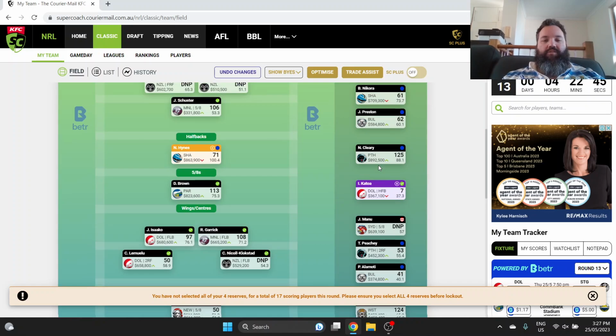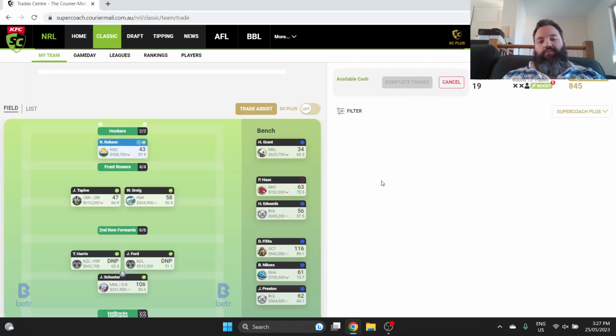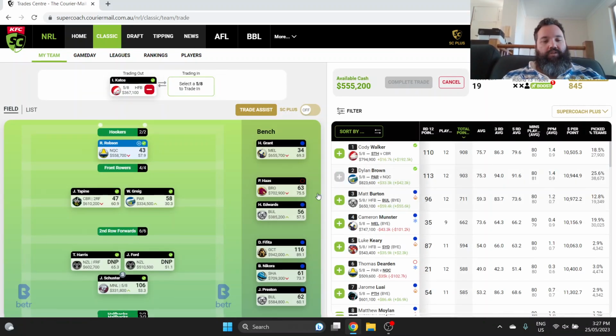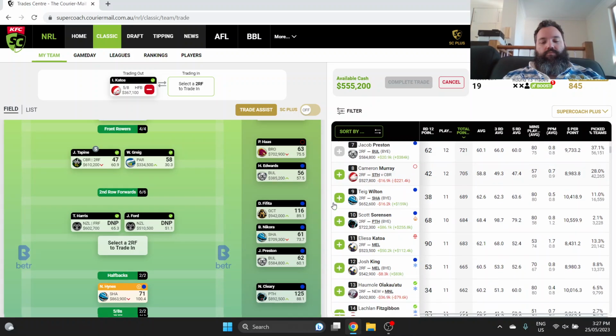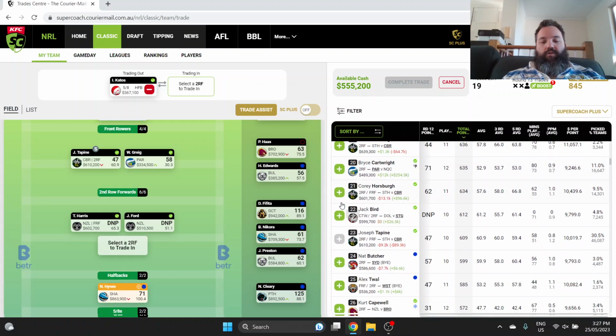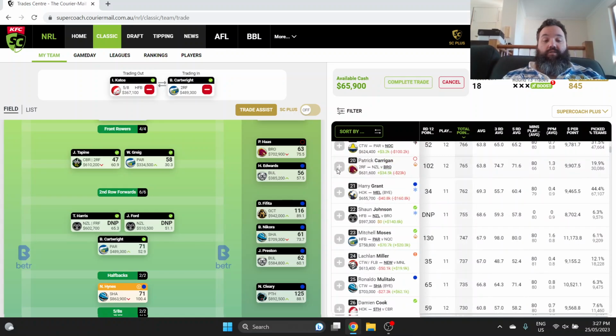We've always just held him as that slow burning option, wait to play round 13. But now round 13's here. We do have the potential to maybe do a bit better. So what we could do with this trade is trade out Katoa, swing Schuster across, and then at the moment we're leaning towards Bryce Cartwright.